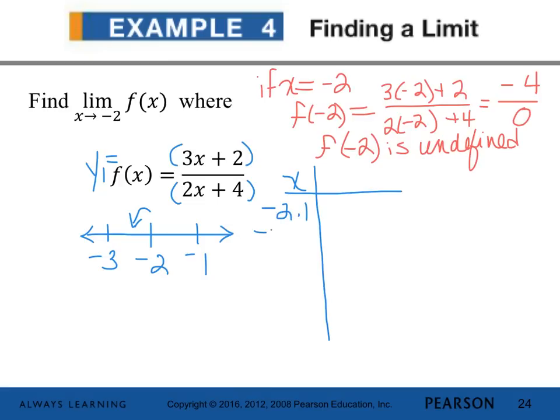And then we'll go to -2.01 and -2.001, and then -2.0001, before we try to plug in -2. And at -2, we're going to get the expected error message.